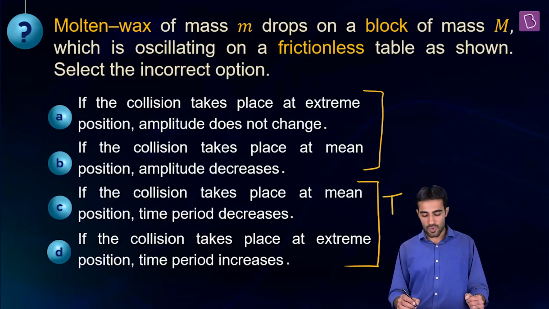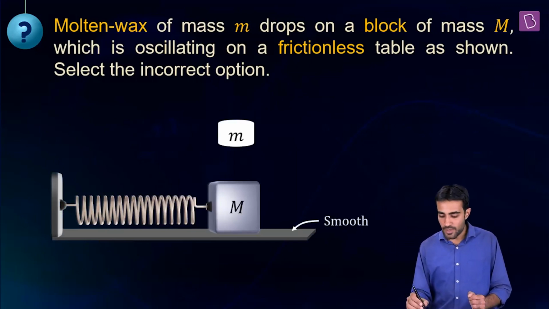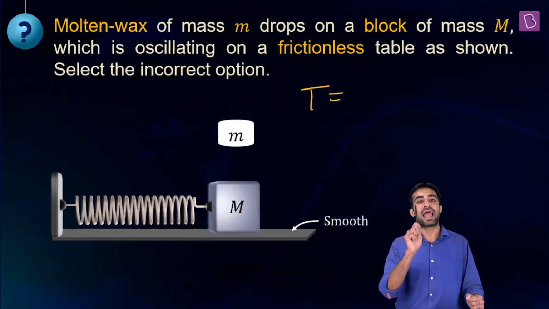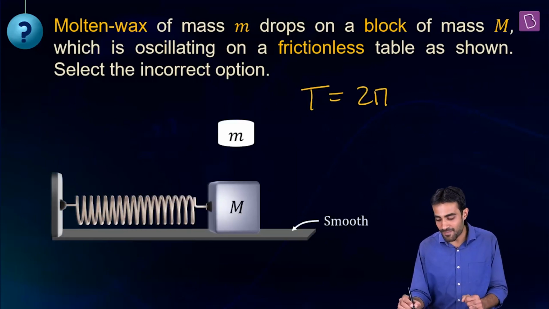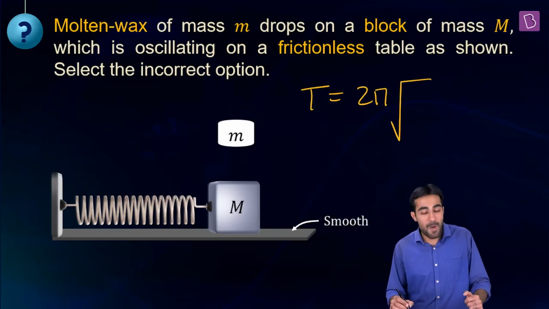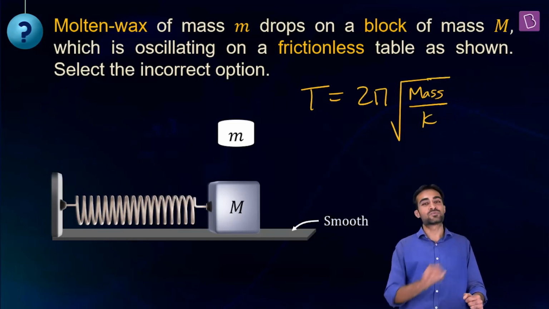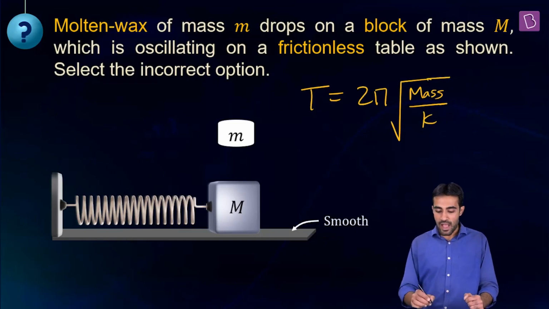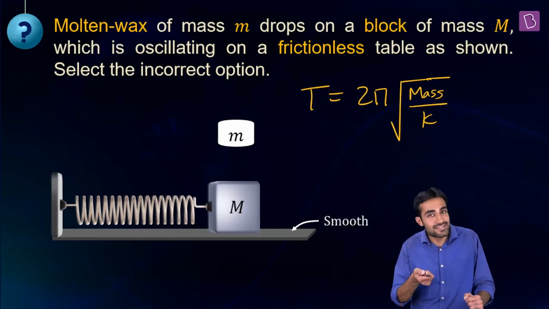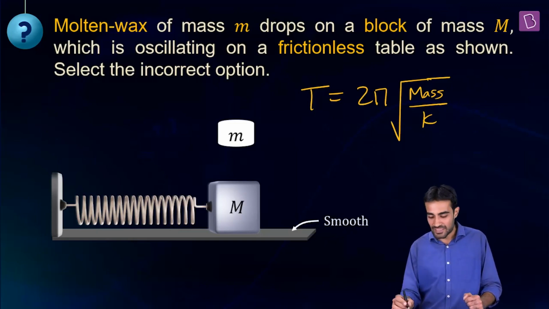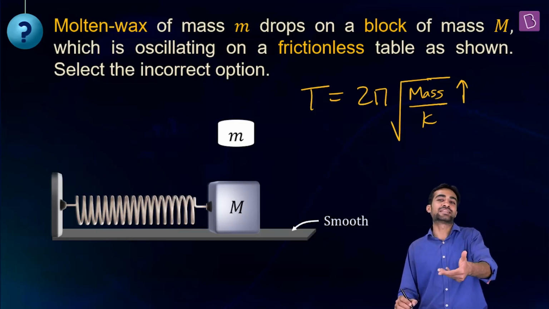So let's talk about time period for a while. What is the time period of SHM when we have a spring and mass? If we remember it correctly, the time period is 2 pi under root m divided by k. Now, when we drop wax, are we increasing the mass? Yes, we are increasing the mass. So if mass increases, what happens to the time period? Time period also increases.